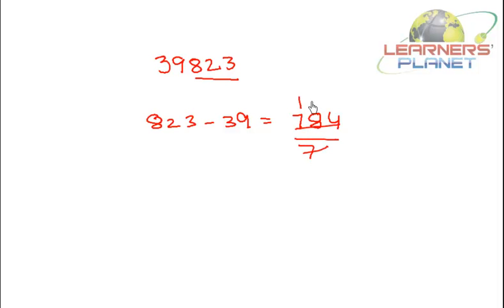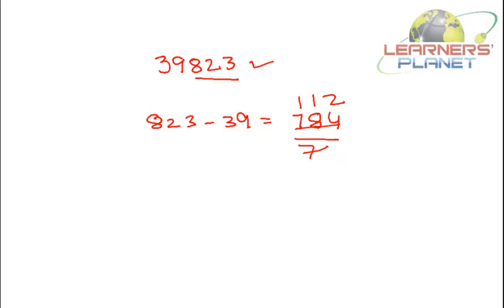Now let's take this example, 39823. It's 823 minus 39. What we will be getting is 13 minus 9, and in the final calculation we will be getting 784. Now 784, let's check by 7 directly. 7 1s are 7, we are left with 1, and 1 and 4 make 14, 7 2s are 14. So 784 is divisible by 7, hence the complete number 39823 will be divisible by 7.